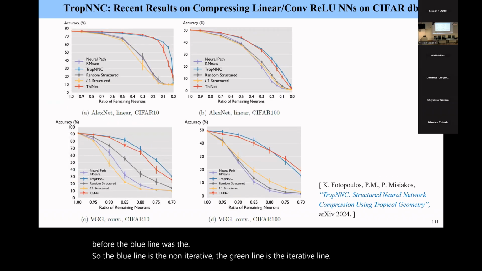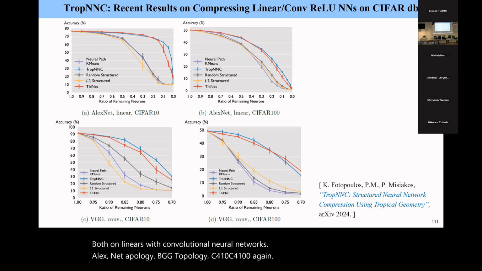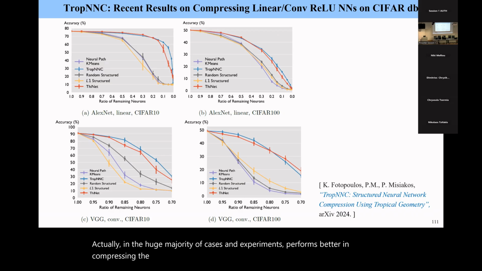Let us go to more difficult data sets. CIFAR, again, both on linear as well as convolutional neural networks. AlexNet topology, VGG topology, CIFAR10, CIFAR100. Again, the tropical neural network, in the huge majority of cases and experiments, performs better in compressing the network than baselines and ThiNet.